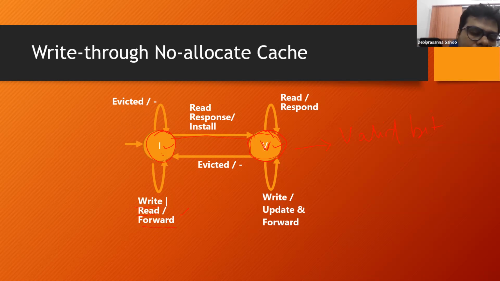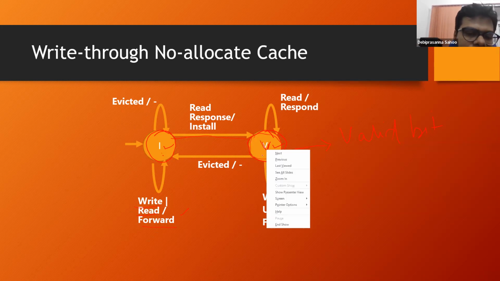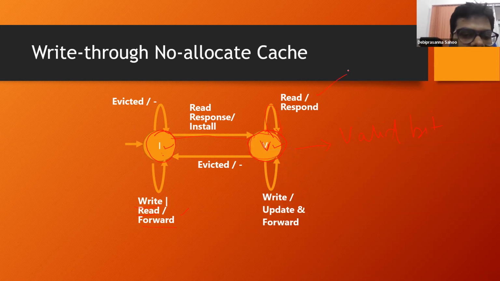At the valid state, you might have another read, so you are going to respond. If you are doing a write, then you are going to write, update and forward, because it's a write through protocol.